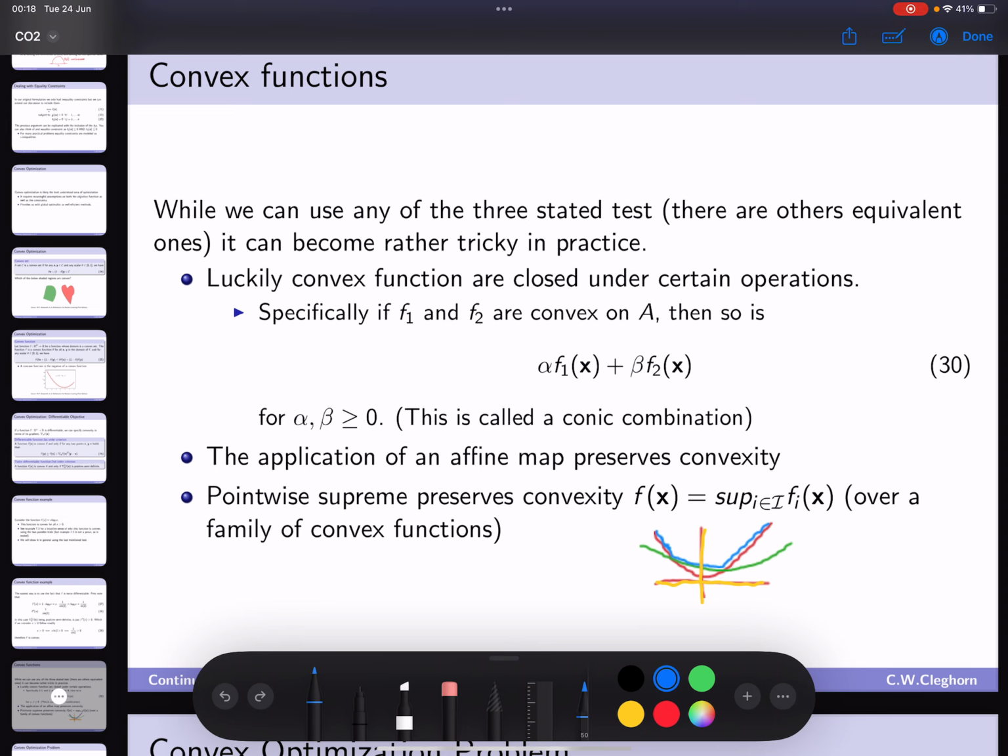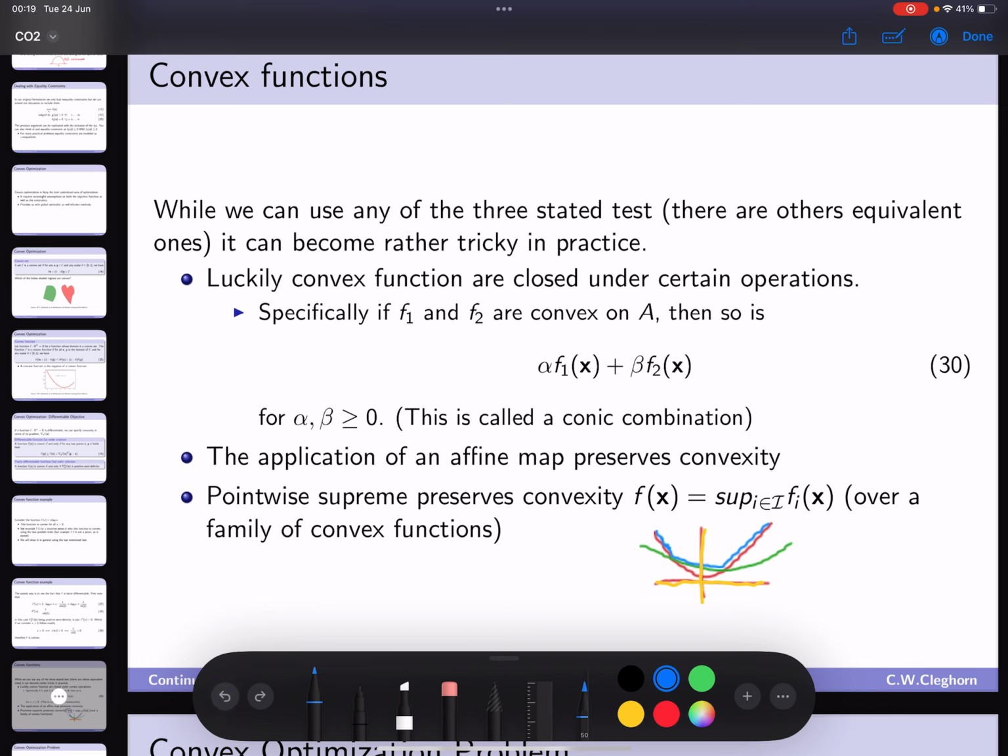And a conic combination is essentially a more general version of this linear interpolation we've been looking at, where we just have alpha and beta being any two values greater than or equal to 0. Okay, so it's a slightly more general version of what we've been talking about. Turns out a conic combination of two convex functions is itself convex. Similarly, the application of an affine map preserves convexity, so you can map the output of these functions around. And then lastly, the one that I think is a little bit more intuitive is that pointwise supremum preserves convexity. So for example, if you're taking the supremum over a set of convex functions, you will get out a convex function.